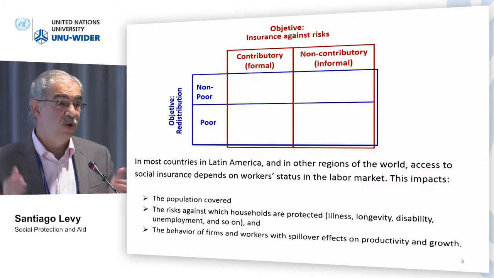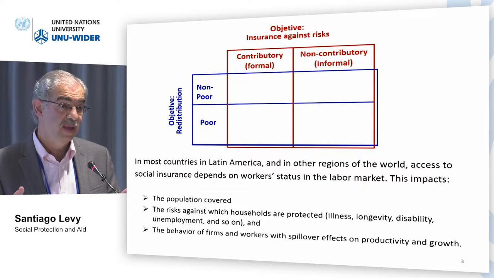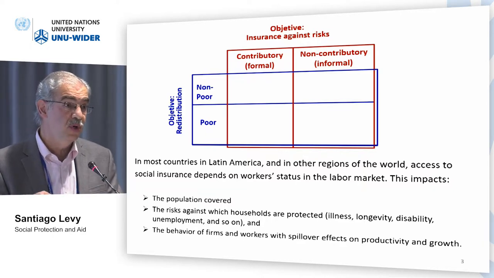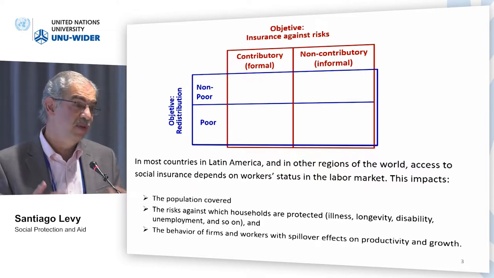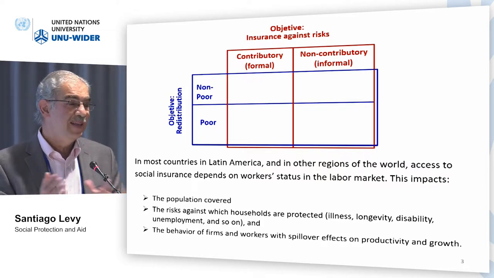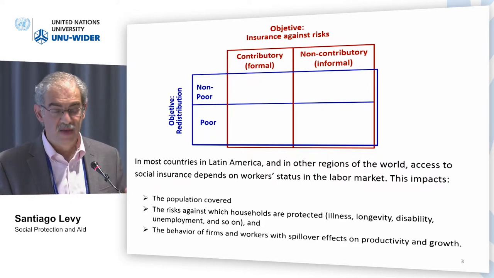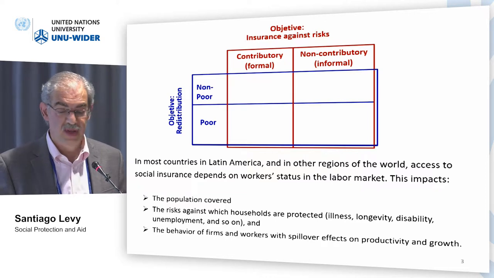Ideally, the red column should only be one, the whole population covered against risks, and then the redistribution, the blue, should be too, from rich to poor. But in Latin America, and maybe this is useful for other countries in the world, the segmentation of the labor market into formal and informal implies that the provision of insurance is made very difficult.